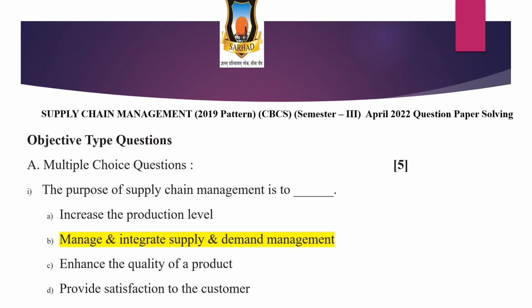So the first question is a multiple choice question and the question is: the purpose of supply chain management is to? Options given here: increase the production level, manage and integrate supply and demand management, enhance the quality of a product, and provide satisfaction to the customer. The main purpose is option B, that is, manage and integrate supply and demand management.